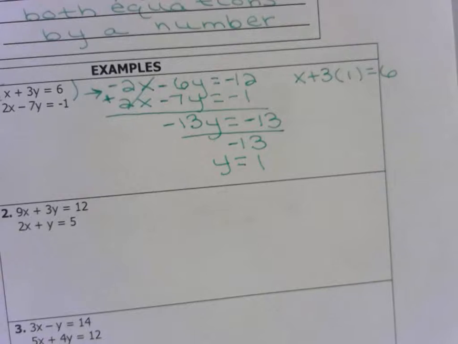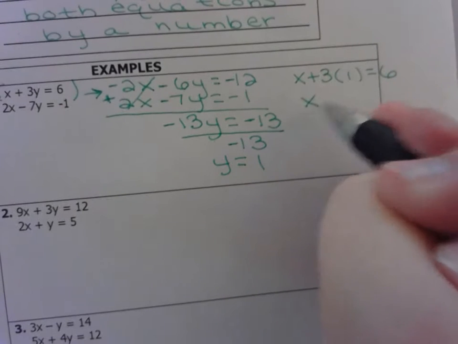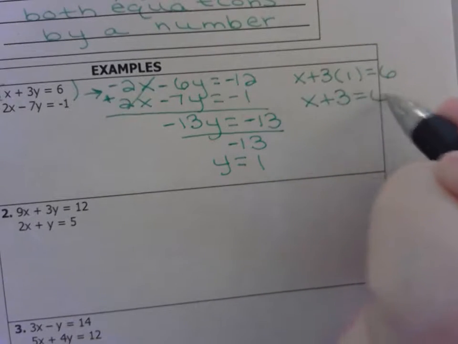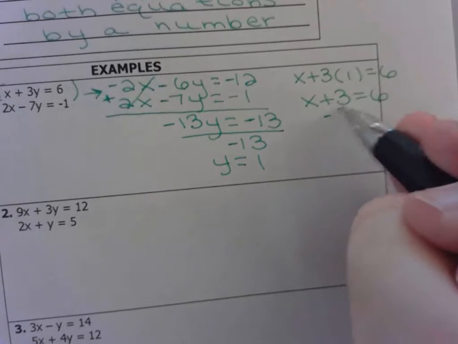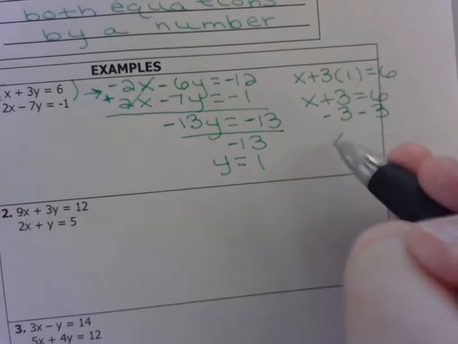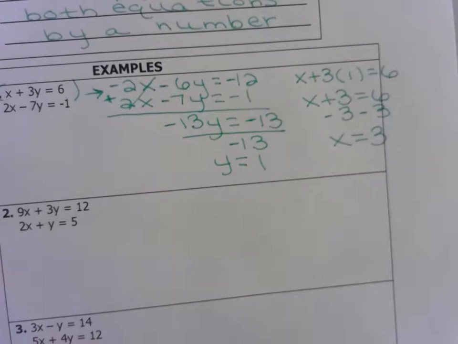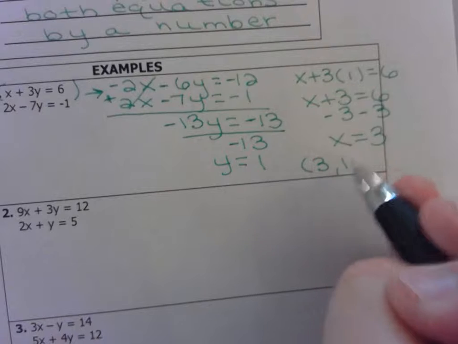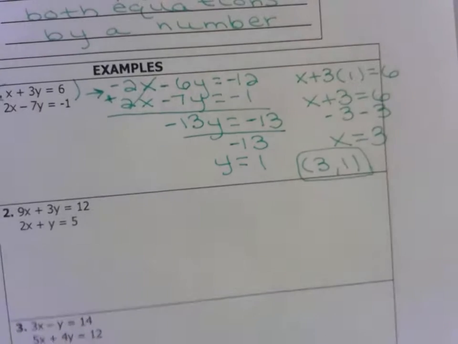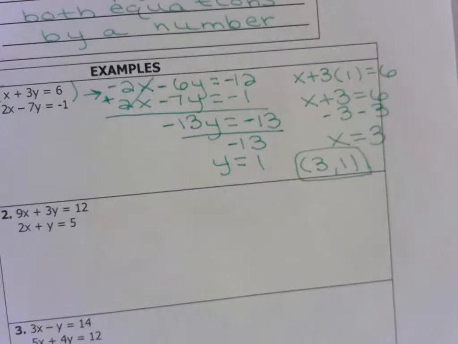Just like every other one we have done, once you find one, you pick an equation, plug it back in, and then you'll be able to find the other one. 3 times 1 is 3. So x plus 3 equals 6. Minus 3, minus 3. X equals 3. So your ordered pair is 3, 1. Same idea, except instead of multiplying through by a negative 1, we have to actually multiply through by a number.